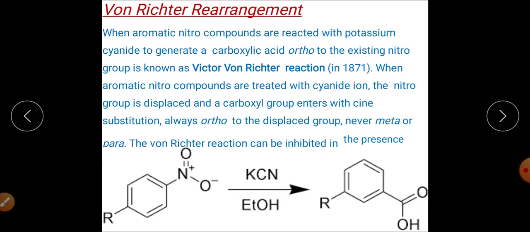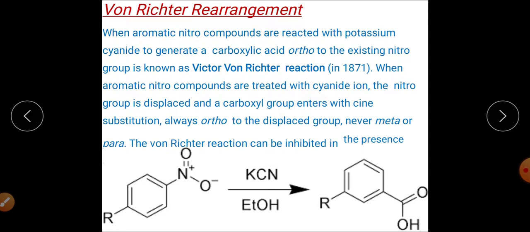After this discovery, what is the reaction? What is this particular reaction? This particular reaction is all about the reaction between an aromatic nitro compound with CN negative, in which there will be a cine substitution, meaning there will be an attachment of a carboxylic acid group ortho to the nitro group. So this is a case of cine substitution reaction, right?